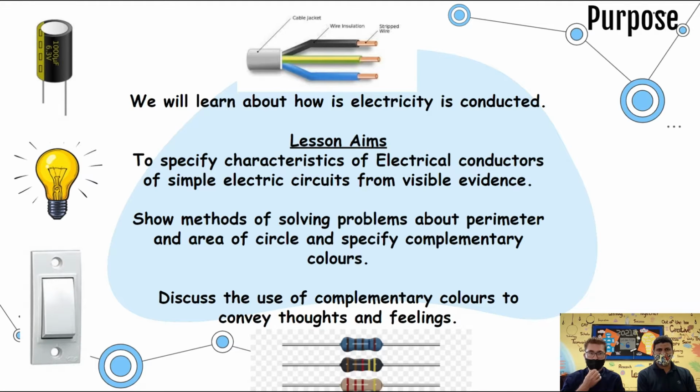So today we will learn about how electricity is conducted, to specify characteristics of electrical conductors of simple electric circuits from visible evidence. We will show methods of solving problems about perimeter and area of circle and specify complementary colors. And we will also discuss the use of complementary colors to convey thoughts and feelings. All right.